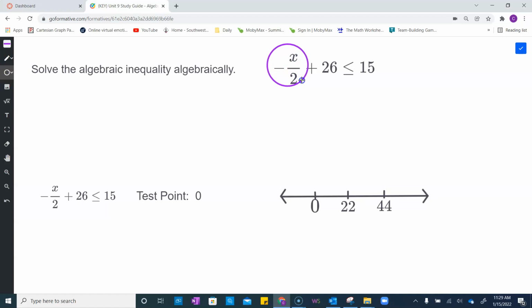I'm going to start by just identifying my term here that has the variable, and I'm going to circle it. And I'm also going to draw that line down the middle of the inequality. That'll set me up for success and help organize my work.